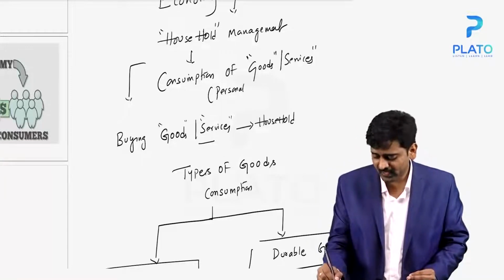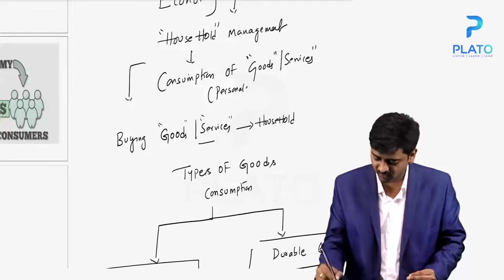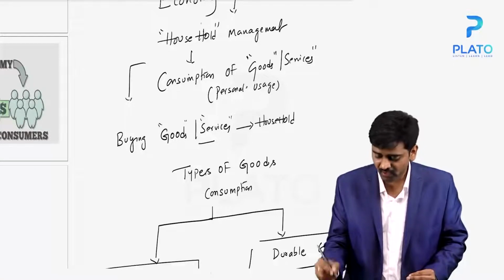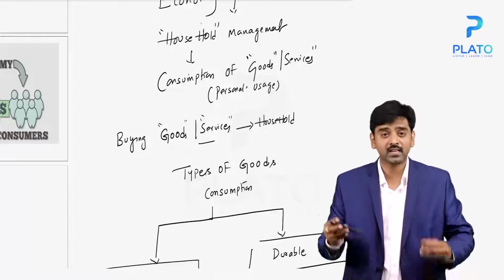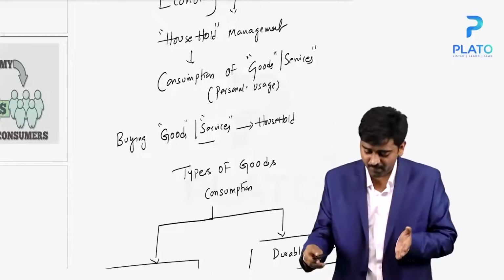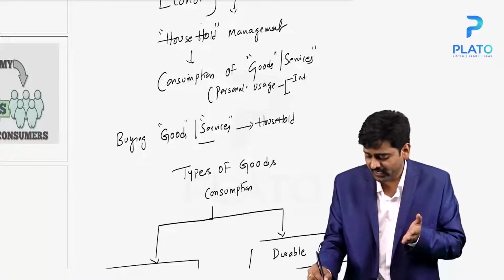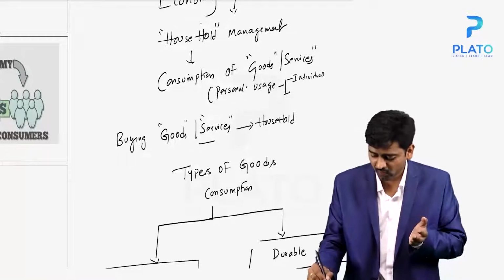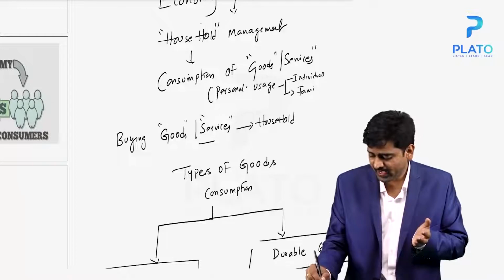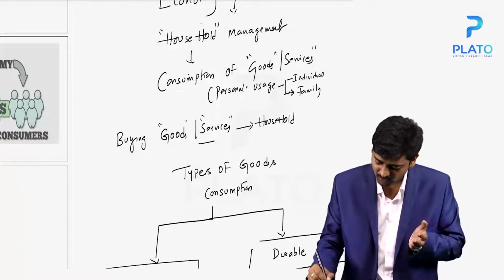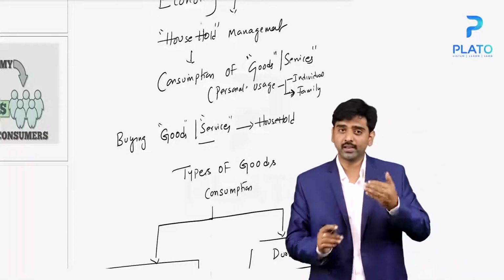Personal usage, we call it consumption. Personal means as an individual, and as an individual and as a family, then it is known as what? Household. So hope you're getting some idea.